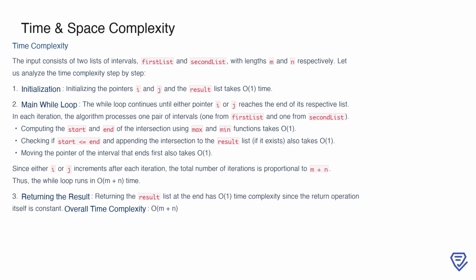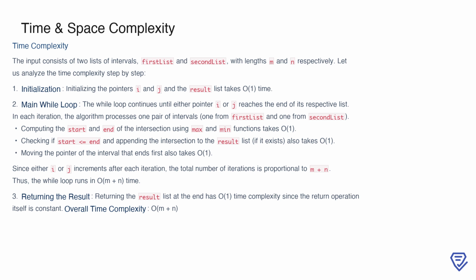When analyzing the time complexity of this algorithm, we start by considering the input, which consists of two lists of intervals, first list with length m and second list with length n. First, the initialization of pointers i and j, as well as the result list, takes constant time, or O(1). Next, the main computational workload occurs within the while loop.